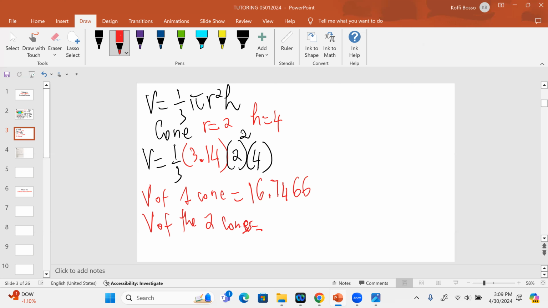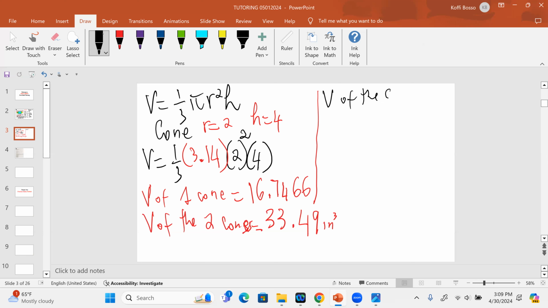So multiply by 2, you're going to get 33.49. Exactly. Okay, I stop at 2 digits after the decimal, 49. What did you get? I got 33.49. Yes. Okay. Now let's find the volume of the cylinder.